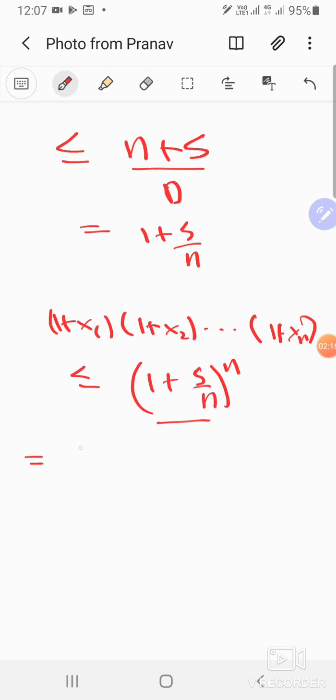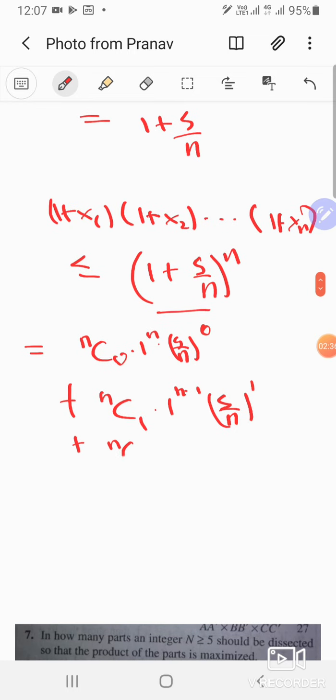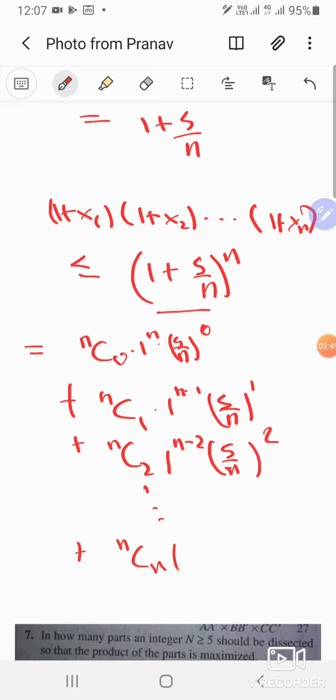Okay, fine. So it's equal to n choose 0 times 1 to the n times S/n to the 0 power, plus n choose 1 times 1 to the n minus 1 times S/n to the first power, plus n choose 2 times 1 to the n minus 2 times S/n to the second power, and it keeps going like that till you eventually have n choose n into 1 to the 0th power and S/n to the nth power.